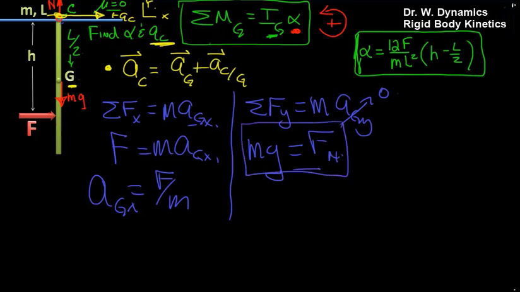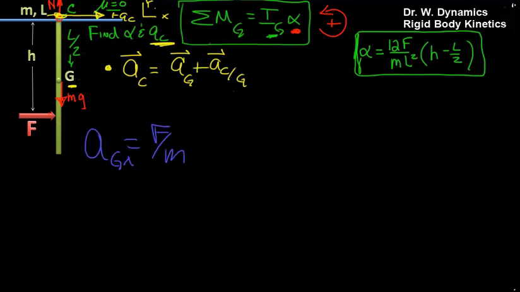Not much else is happening there. This, however, is useful because now we know one of these terms up here. Next, let's look at that. This is the acceleration of point C with respect to point G. So let me draw that.